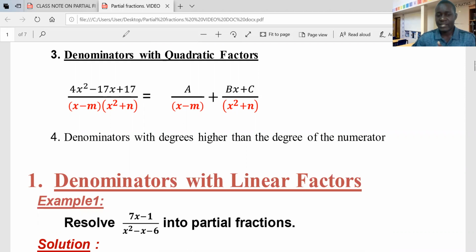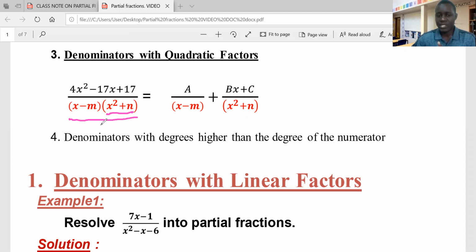And in this case, the factor regarded as a quadratic factor is such that it cannot be factorized. So let's see what this looks like. We have this particular example here on my left-hand side, having denominators x minus m as a factor and x squared plus n as a factor. But you will notice that x minus m is a linear factor, while x squared plus n is a quadratic factor. So how do we express or split this up?